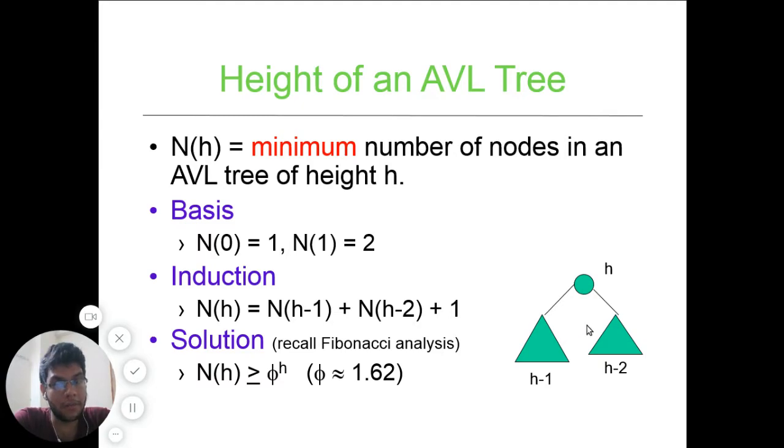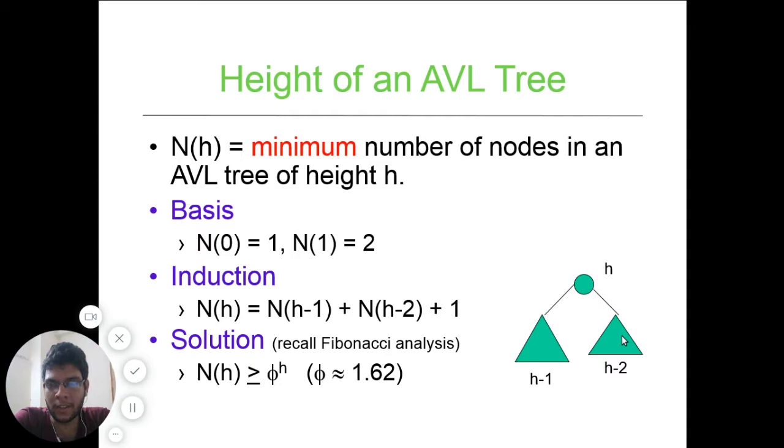Now n of h is the minimum number of nodes in an AVL tree of height h. As we mentioned before, if a left subtree of a tree has height x, the possible candidates for the height of the right subtree are x plus 1, x, and x minus 1. X plus 1 can't be, because then the right subtree will have height h, and in that case the tree will have height h plus 1. The other two candidates are h minus 1 and h minus 2.